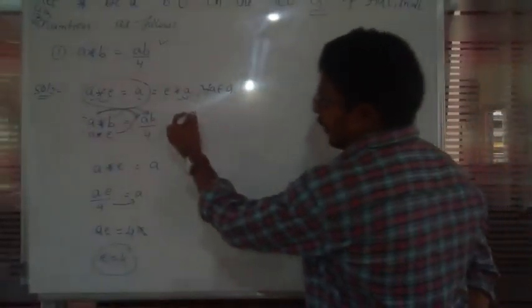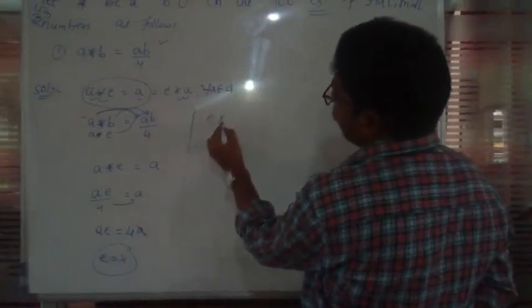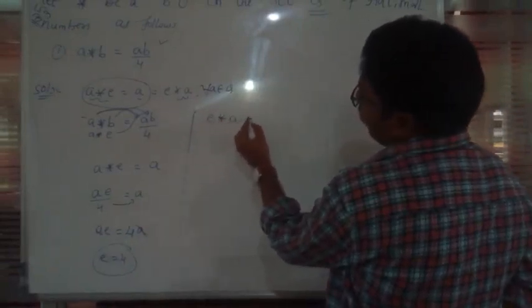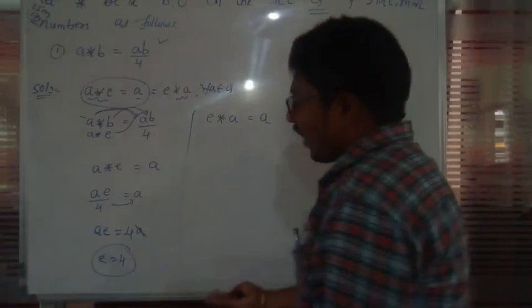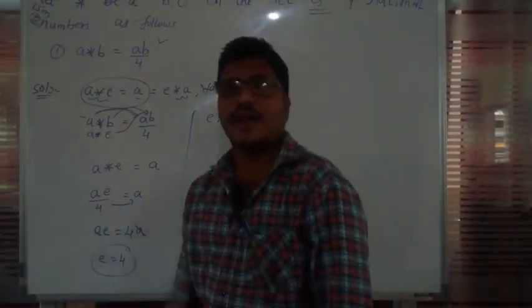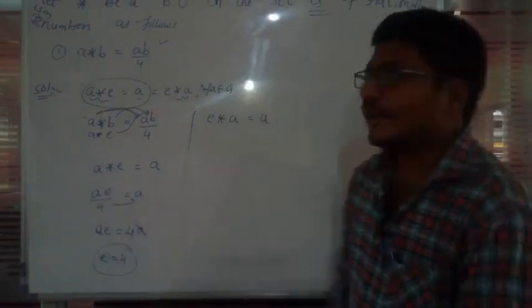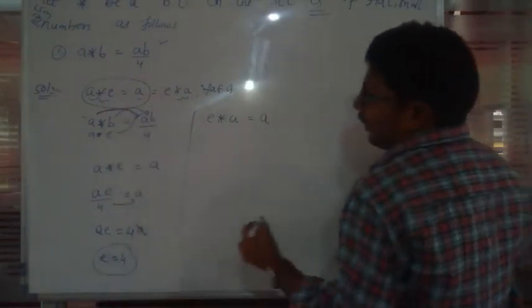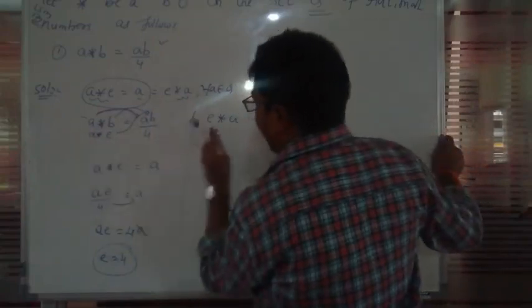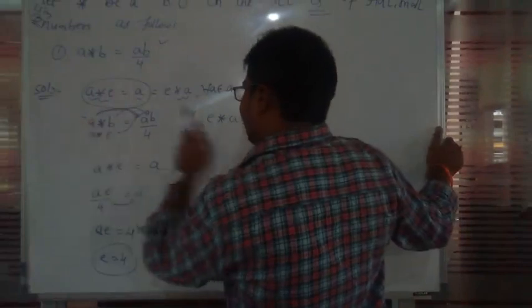Just you have to check that. If you make A star A equal to A, it is possible to get the same answer, 4. It is okay, it is an identity element, or otherwise it does not satisfy the identity element. Just have to check that one. AB is equal to AB by 4. In the placement of A, I should keep A.